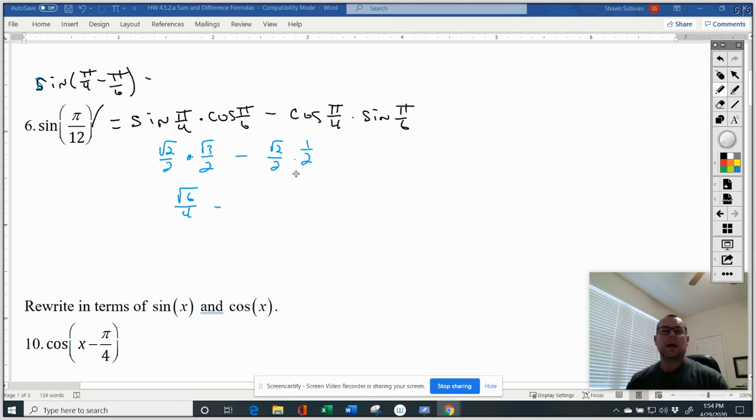Square root of 2 over 2 times 1/2 is the square root of 2 over 4. And we can rewrite that as the square root of 6 minus the square root of 2 over 4. And we're done. So not terrible. We're just using these identities, or the sum and difference formulas, to figure these things out.